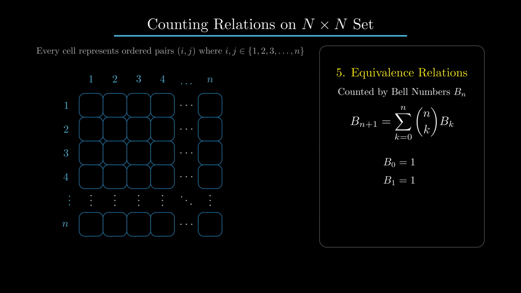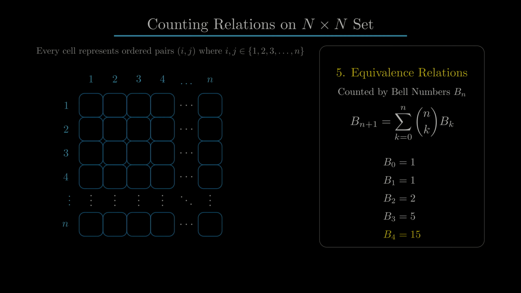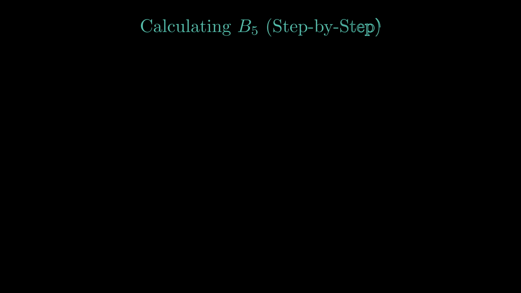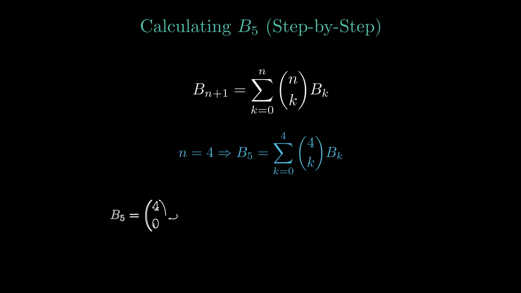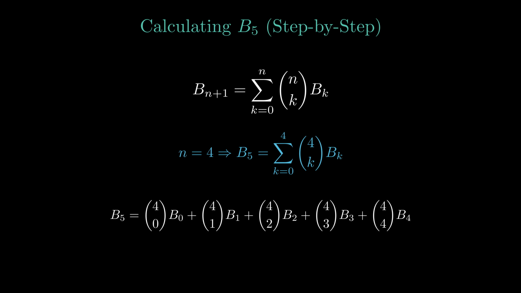With our base cases, B0 equals 1 and B1 equals 1, we can climb the ladder. To find B2, we'd use B0 and B1. To find B3, we'd use everything up to B2. Let's skip ahead and calculate the fifth Bell number, B5. To find B5, we sum from k equals 0 to 4. We take 4 choose k multiplied by the previous Bell number Bk.